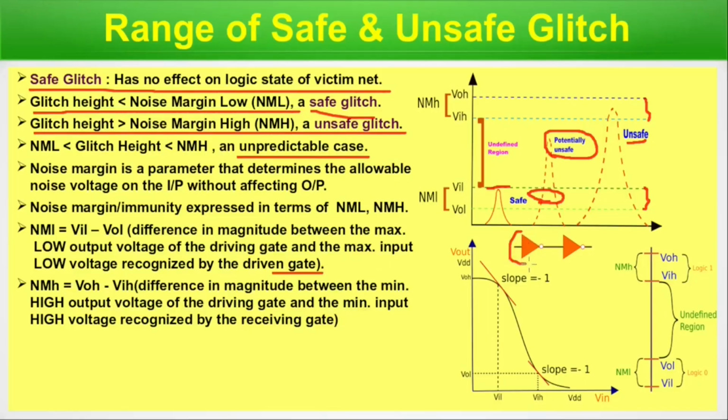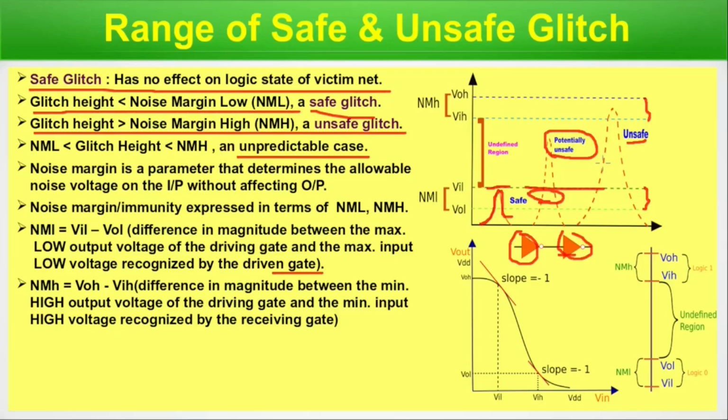This is the driving gate and this is the driven gate. So the difference in magnitude between the maximum low output of the driving gate and the maximum input low voltage recognized by the driven gate is the calculation. And NMH is the difference in magnitude between the minimum high output voltage of the driving gate and the minimum input high voltage recognized by the receiving gate. This is the calculation. So we will go by this: the noise level must be within this safe zone. So we are sorted. As long as the noise or glitch is above this line, we are not really sorted. There is reason to get worried.